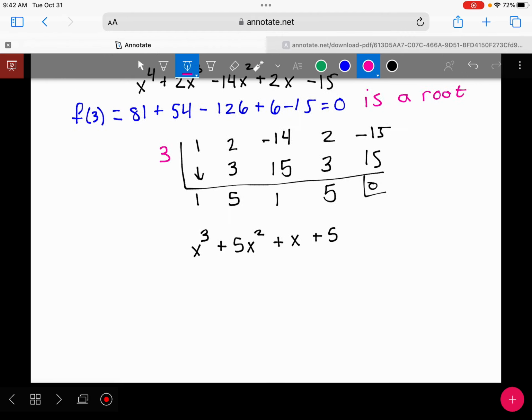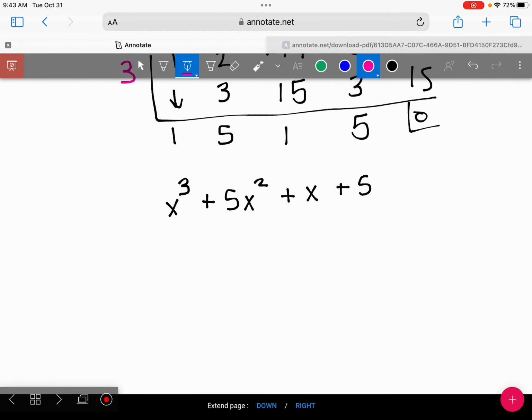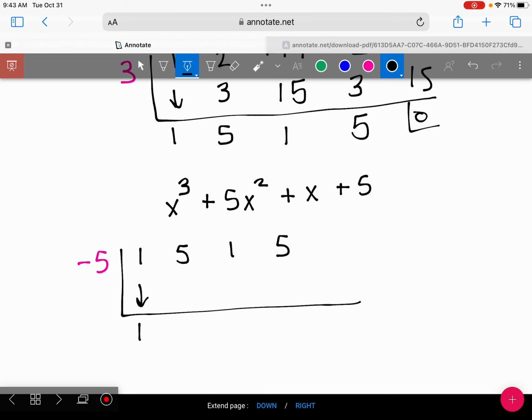We can even hop straight into our long division and see if that works and saves ourselves a step. So let's try our negative 5. These kind of situations are where the Descartes comes in handy. It helps us eliminate some of our options. So we have our 1, 5, 1, 5. And we're going to eliminate out 0, 0, 1, and negative 5.